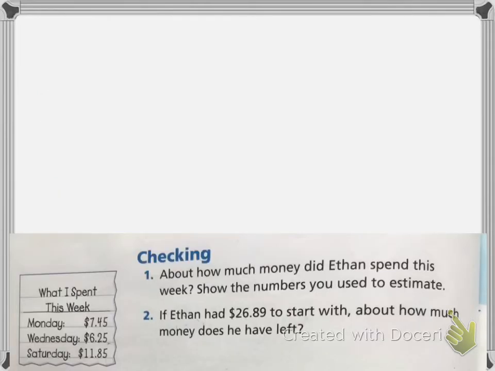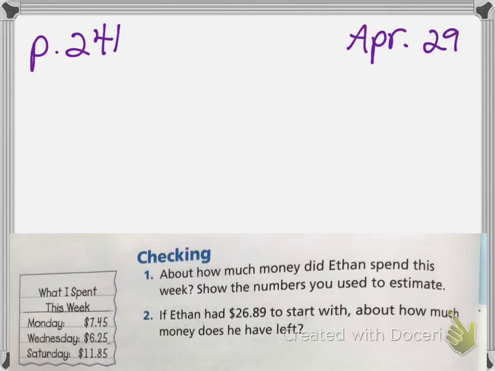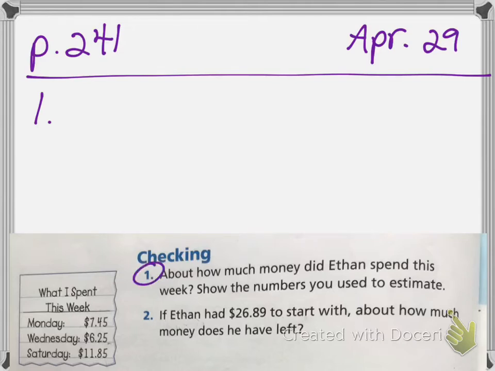All right, so page 241, and today is April 29. Okay, so get your page ready and pause until you're ready to do that. All right, number 1. Number 1 says about, okay, there's our clue word, tells us to do what? Estimate or round, means the same thing in this book. About how much money did Ethan spend this week? Show the numbers you use to estimate.